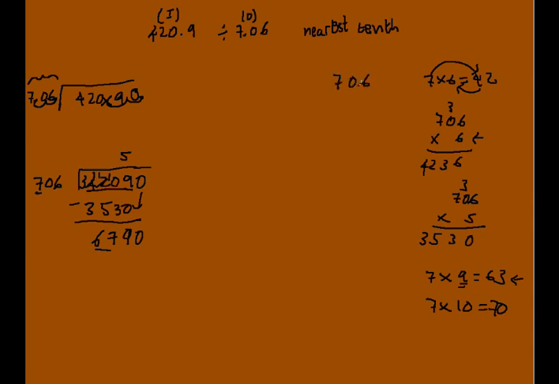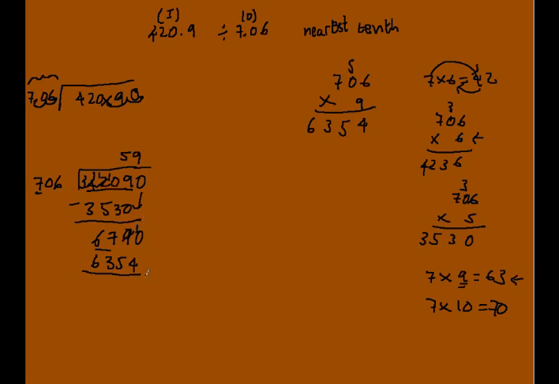So by doing 706 times 9. 9 times 6 is 54, carry a 5. 9 times 0 is 0 plus 5 is 5. 7 times 9 is 63. We were right, so it goes in 9 times. So 9 times 706 is 6,354.